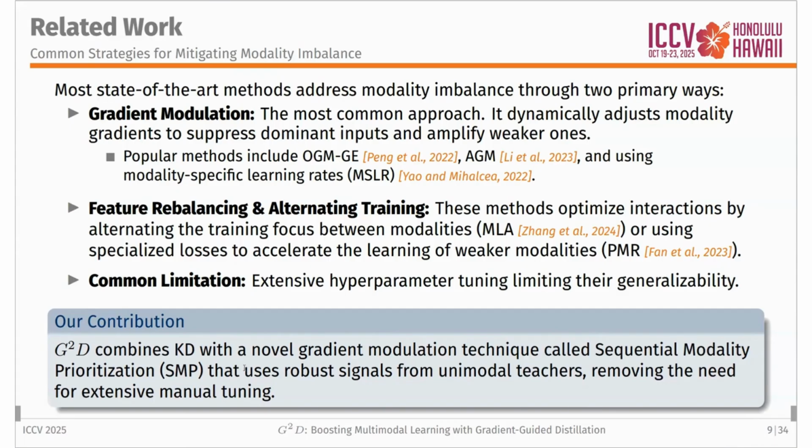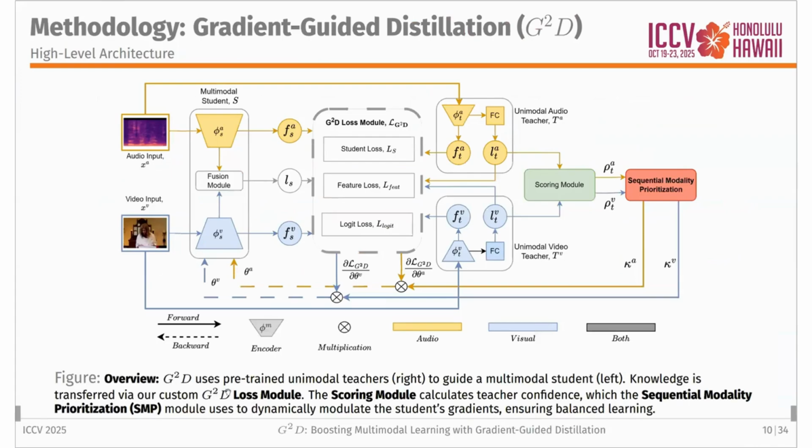In our case, we don't require this extensive hyperparameter tuning because we use KD with SMP and we use the robust signals from unimodal teachers, and those robust signals from unimodal teachers dynamically guide the training process, removing the need for extensive manual hyperparameter tuning. So this is our figure.